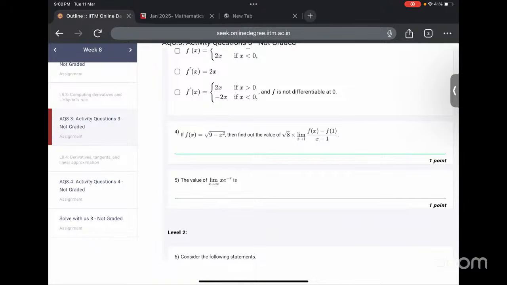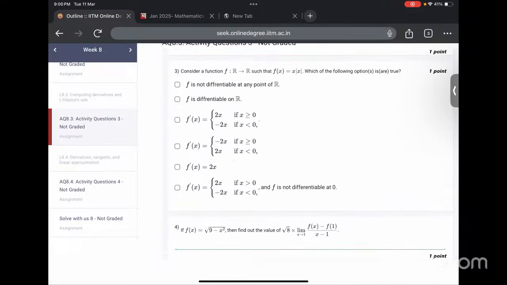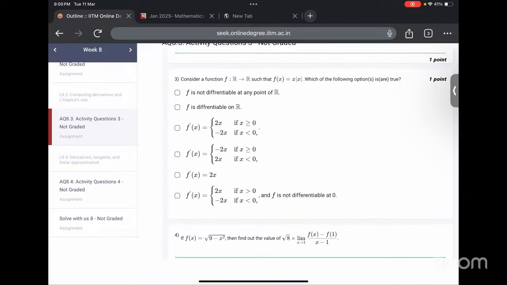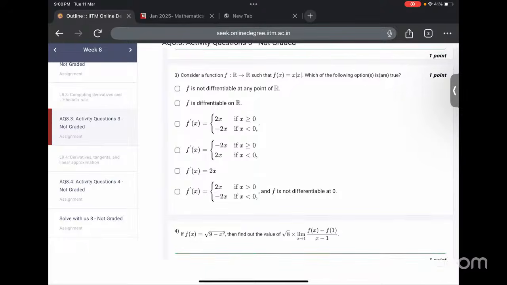Ma'am, in the third question, the dash meaning the derivative. The left hand limit, right hand limit we have to use to confirm it. Yes. Otherwise, we also know the derivative formulas, right? The derivative of x power n is n into x power n minus 1. You can also use the direct formulas. Yes, ma'am. Thank you.